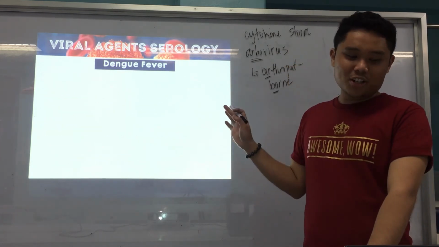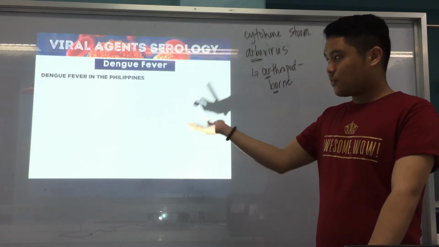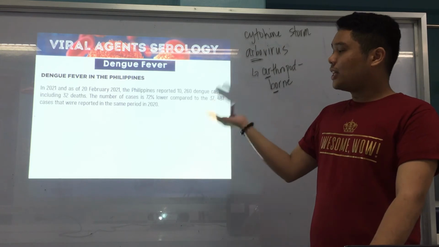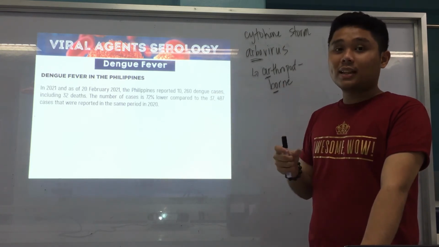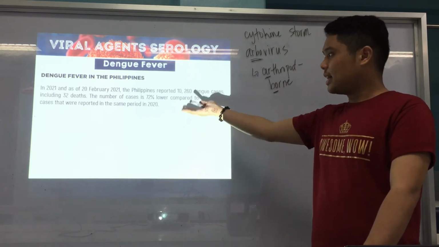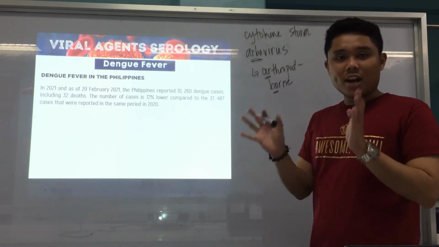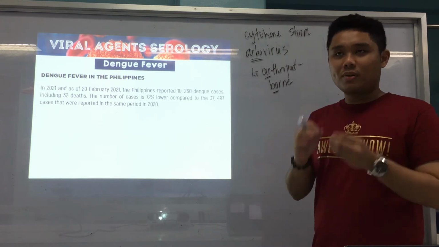So that's for the introduction for dengue. And since it's very common in the Philippines, similar with leptospirosis, a little statistics. In 2021, there were very good statistics, because there is a 70% decrease in the cases compared to the same period in 2020. So that's really good.